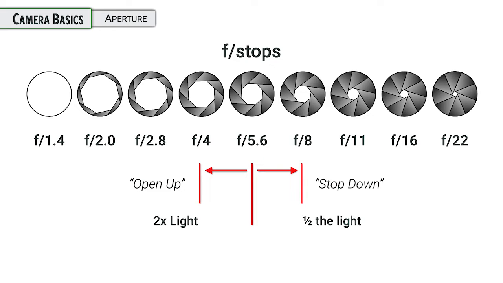When you go from, say, an aperture of 5.6 to f/4, you are letting in twice as much light, or you're opening up the aperture. If you go from 5.6 to f/8, you're stopping down the aperture, you're letting in half as much light as we move one stop lower on that scale.